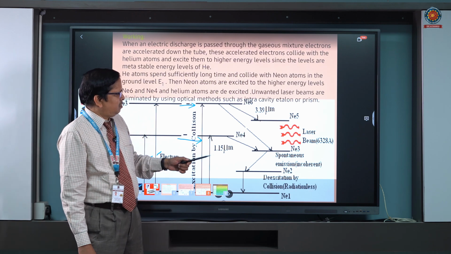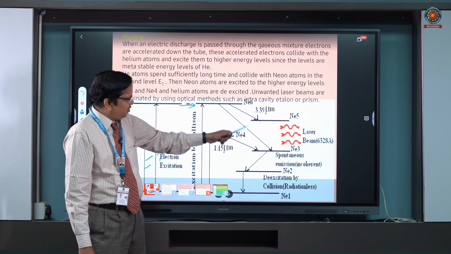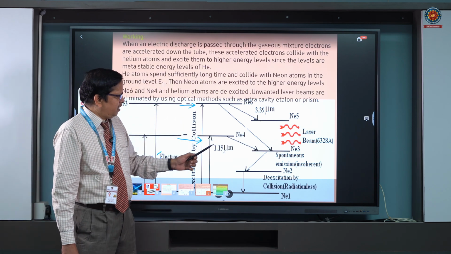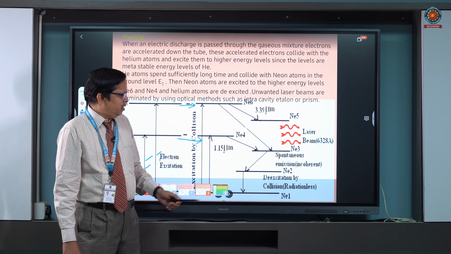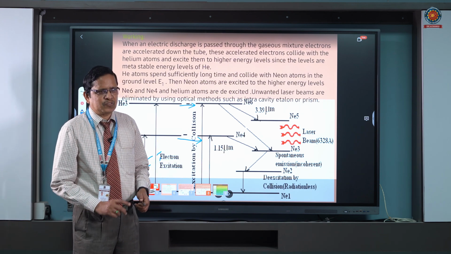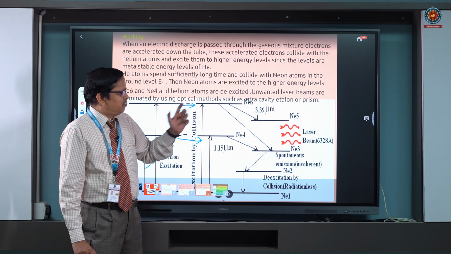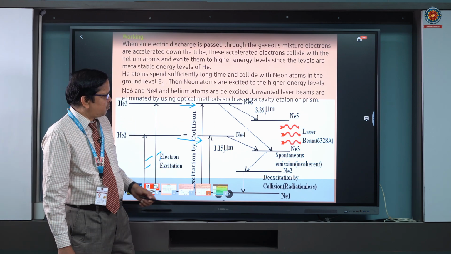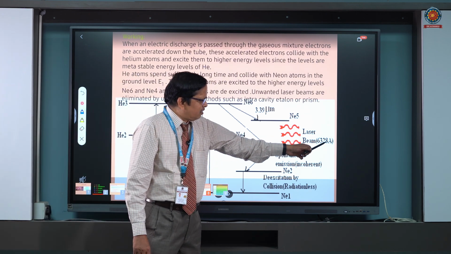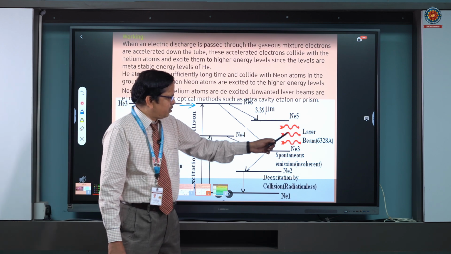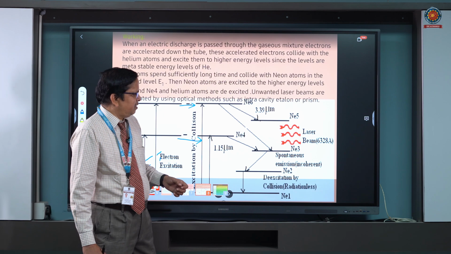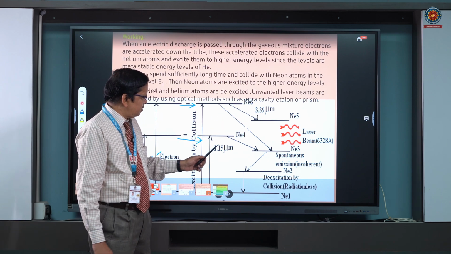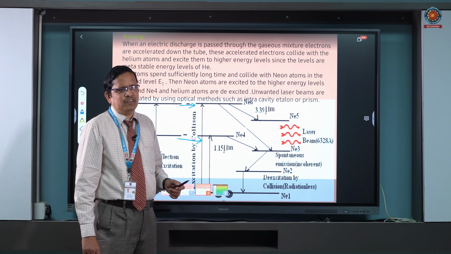The second laser emission takes place because of the transition between Ne6 and Ne3 levels at a wavelength of 6328 angstroms, and the third laser transition takes place between Ne4 and Ne3 levels at a wavelength of 1.15 micrometers. In this manner, we get three laser beams from this light source, but out of these three, only 6328 angstroms lies in the visible region, and this corresponds to red color. So we get a red laser beam from the laser source, and the 3.39 micrometers and 1.15 micrometers lie in the infrared region and are not visible.